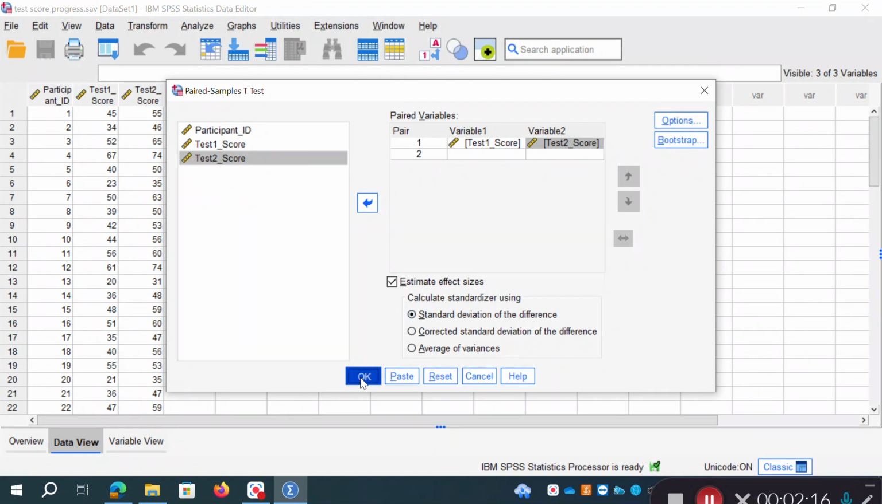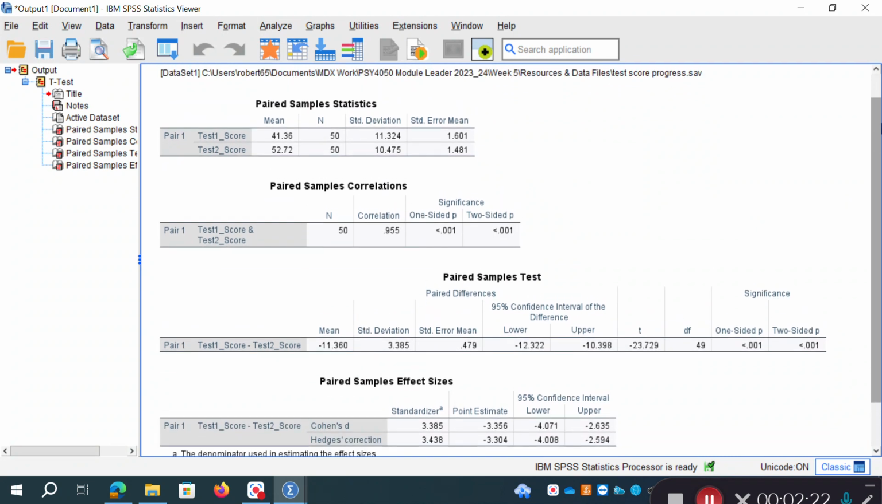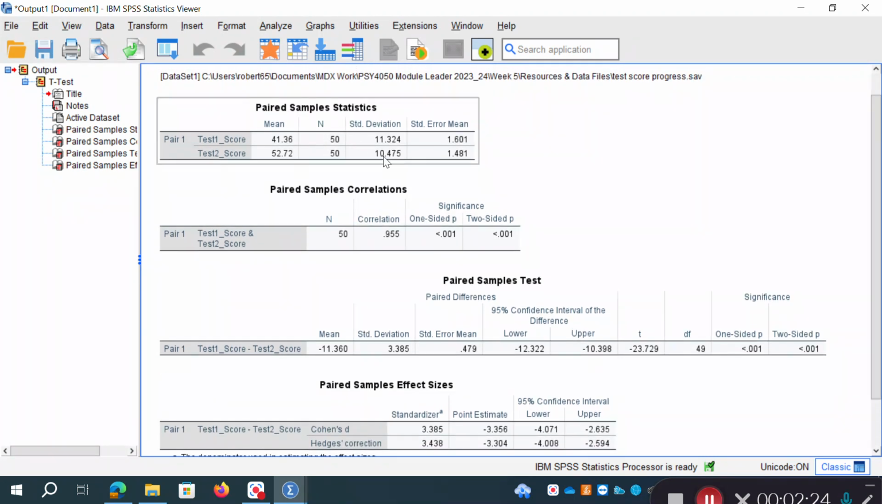So I'm going to click OK, and that will give us the usual SPSS output window with a number of different tables. So first of all, we've got a table of descriptives, so it gives us the mean scores for each of our two groups. So the test 1 score, the mean is 41.36, test 2 score, the mean is 52.72, so higher scores for test 2. And if we look at the standard deviations as well, they're 11.32, 10.48, they're roughly about the same.